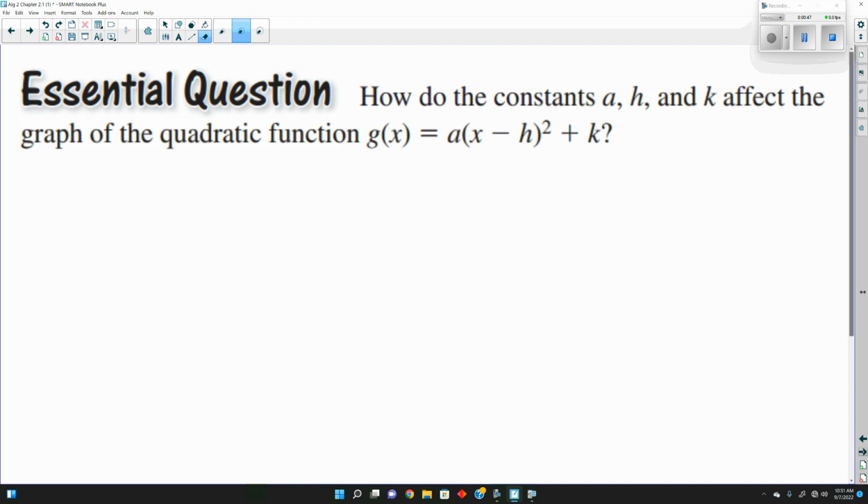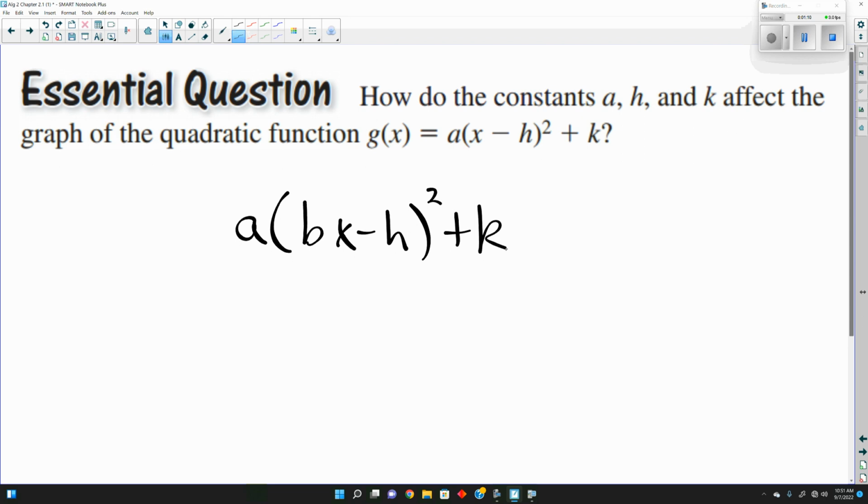Now, this here, g of x equals a parentheses x minus h squared plus k, is kind of our general form of the quadratic. But I want to change it just a little bit. g of x equals a parentheses b x minus h squared plus k. Because this here is going to be the general form.